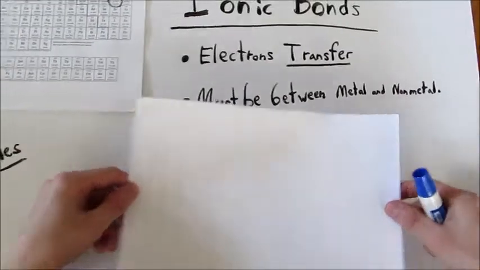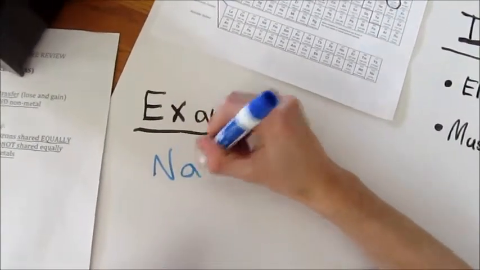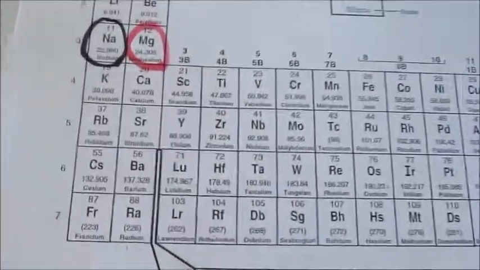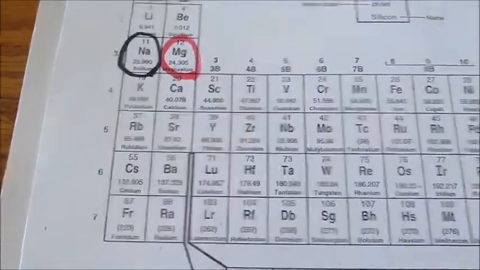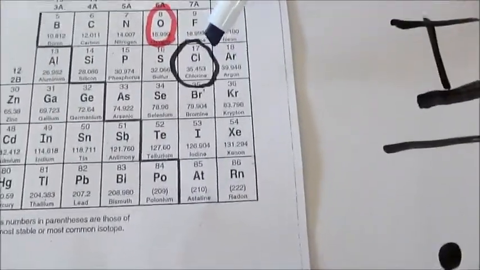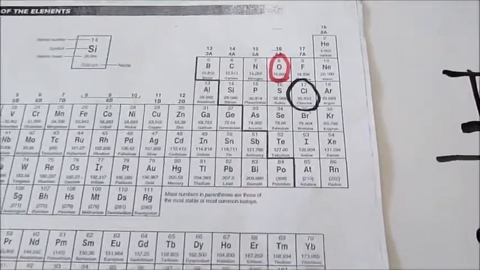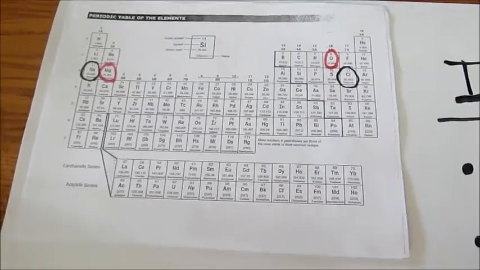Let's write down some examples over here. So first we will be writing sodium chloride, NaCl. And if we look on the periodic table of elements, we have sodium, it's an alkali metal, and chlorine, which is a nonmetal halogen. Now because one's a metal and one's a nonmetal, it is an ionic bond.